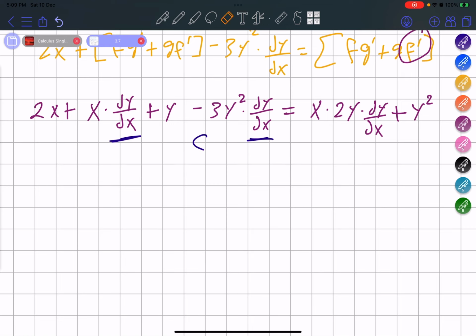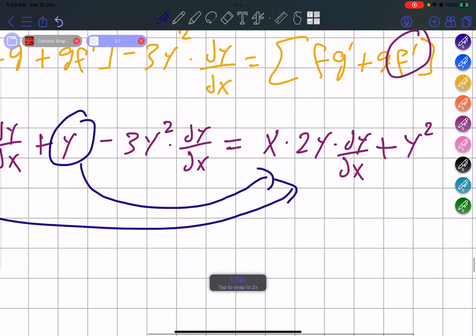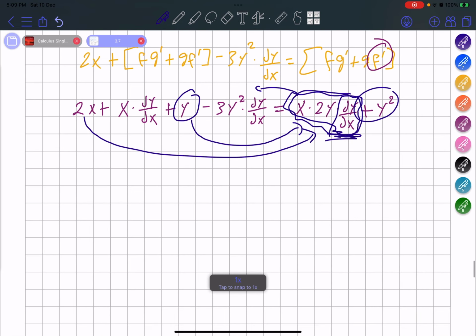So first of all, we will begin with transferring 2x to the other side, okay? Again, we will transfer plus y to the other side. And here, this is one value, as you can see here. This whole thing is one value, dy over dx, but since it's multiplication, it will come with all x and 2y with it. So we will transfer it to the other side because we want dy over dx to be on one side. And plus y squared, we will leave it as it is.